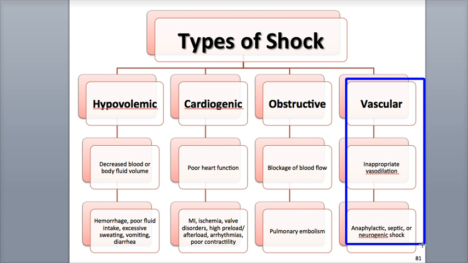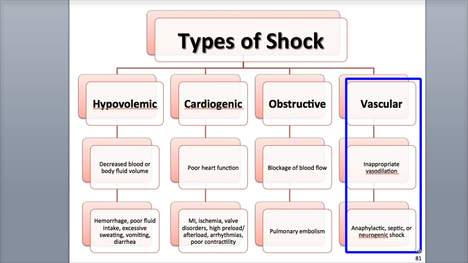If there is a decrease in systemic vascular resistance that leads to a drop in blood pressure, vascular shock can occur, even if blood volume and cardiac output are normal. Inappropriate vasodilation of the arterioles and venules can occur through many different ways.